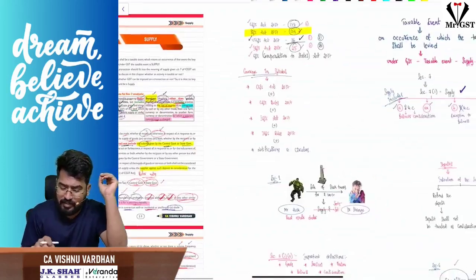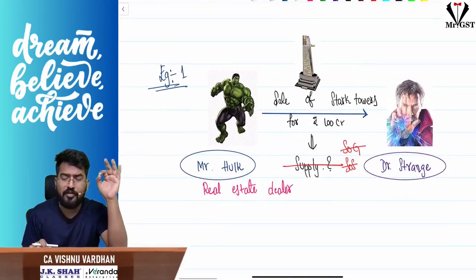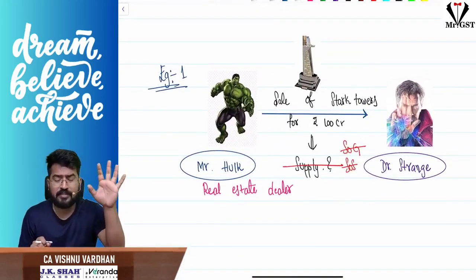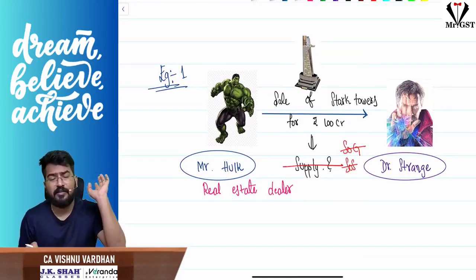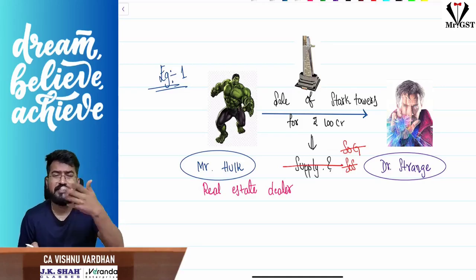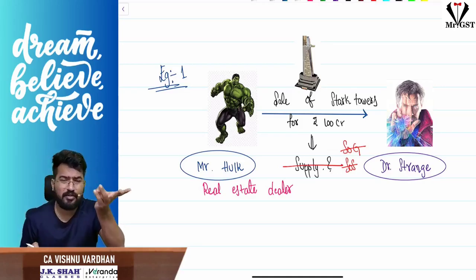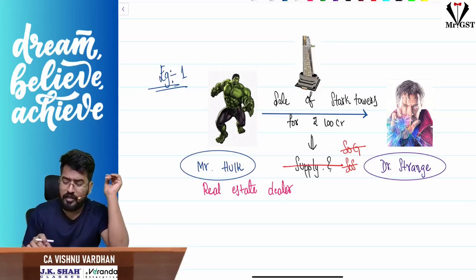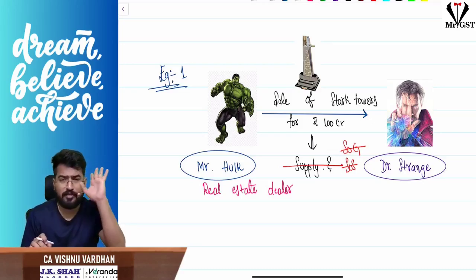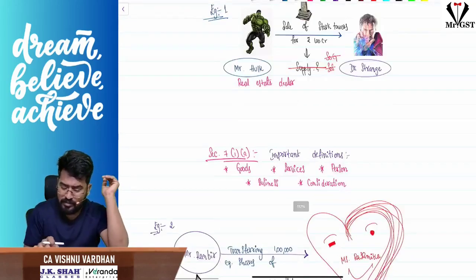Let us see some examples quickly. Now, first example: Hulk is selling to Doctor Strange the Stark Towers for 100 crores. Is it supply or not? Sir, land, immovable property. It is not a good, it is not a service, so not at all a supply. Here SOG, SOS means supply of goods, supply of service. It is not supply of goods, it is not supply of service.